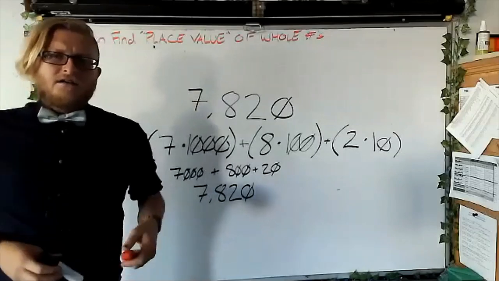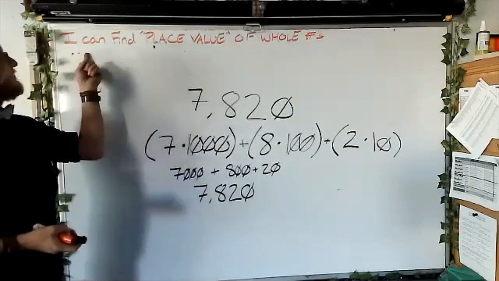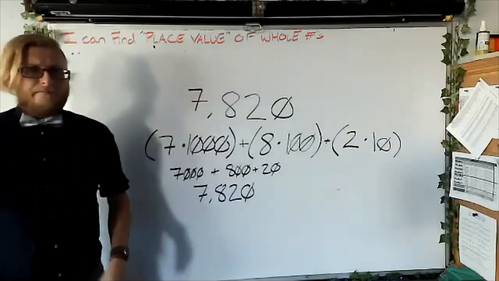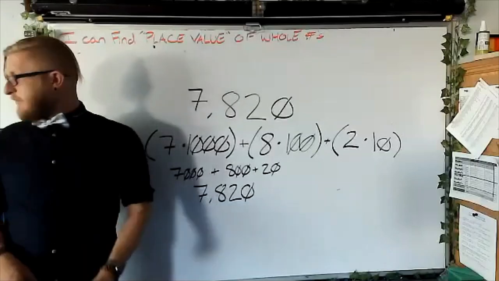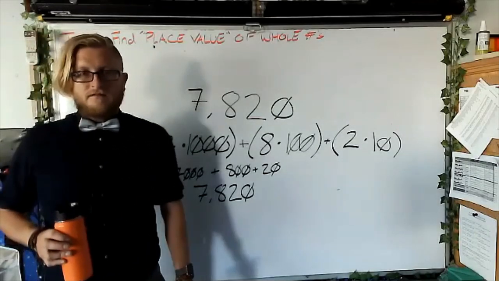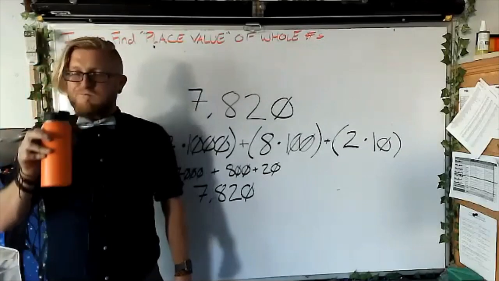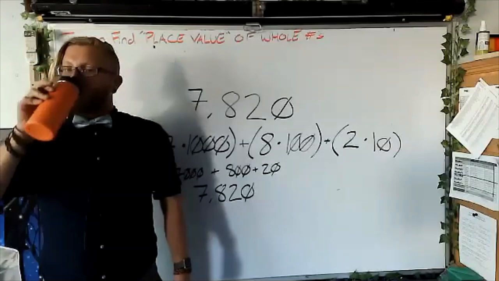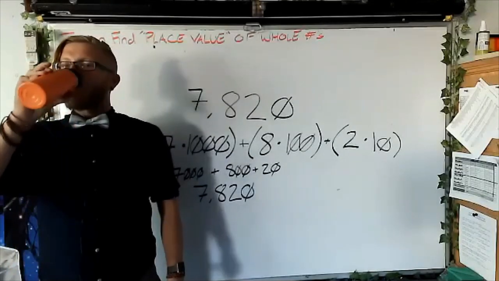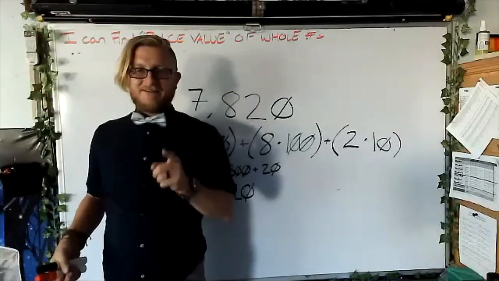So expanded form, why would this be useful? Why do you guys think knowing this would be useful? Because yes, it does let you find the place value of whole numbers. It helped you hit that objective. But when you leave this Zoom meeting, when you leave class, why would you need this in any way? What do you guys think? Sierra, what do you think? There's a reason I picked on you, Sierra. You should know. Ooh, so close, but not quite, Sierra. It is a great answer, but it's not quite there.